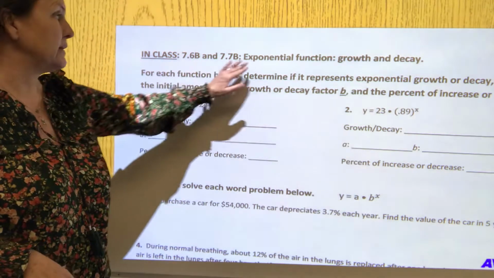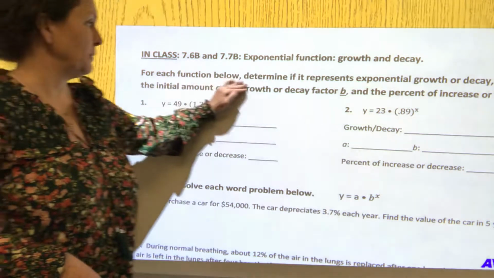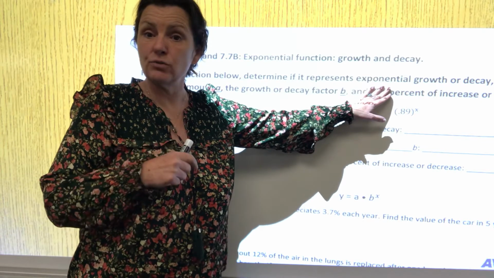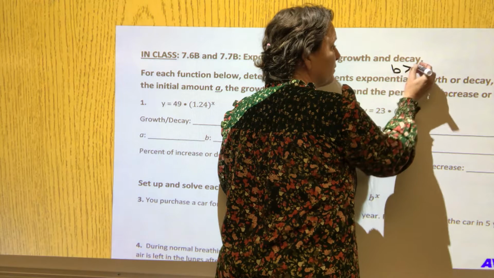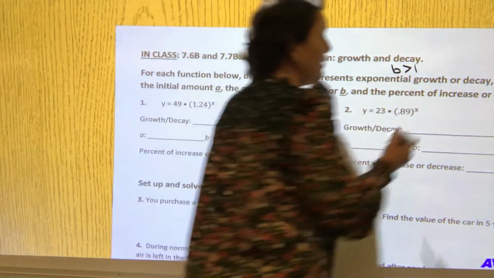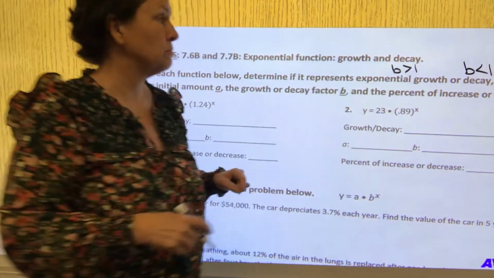In class: exponential functions, growth and decay. For each function below, determine if it represents exponential growth or decay. Do you remember how to do that? Exponential growth will be if the b value is greater than 1. Decay would be if the b value is less than 1, but definitely greater than 0.